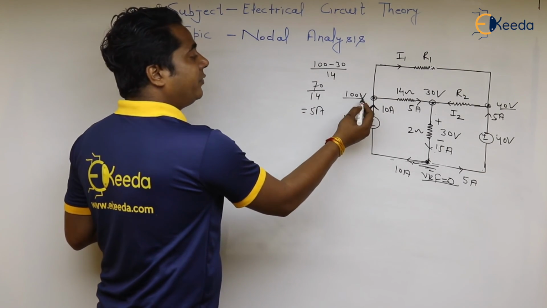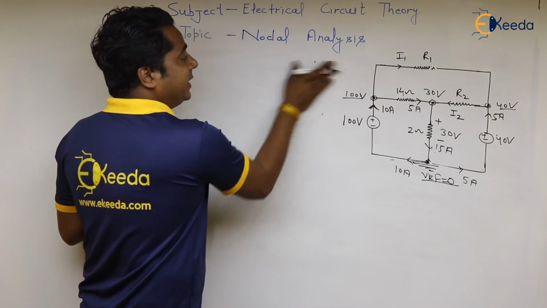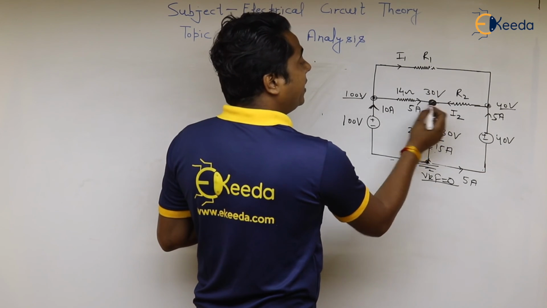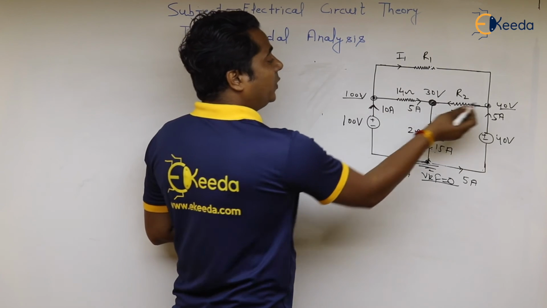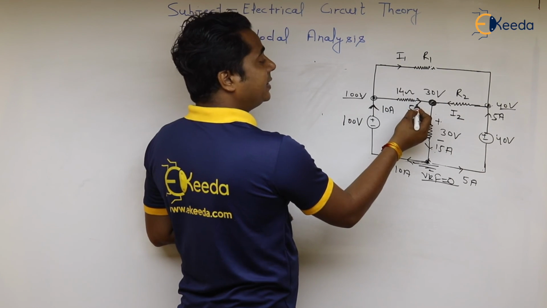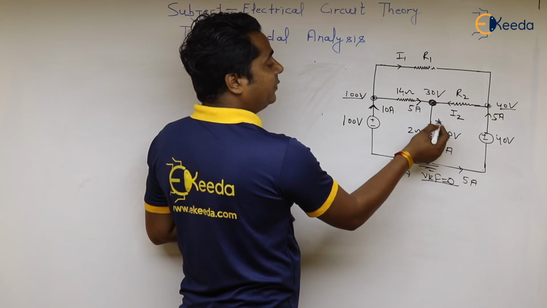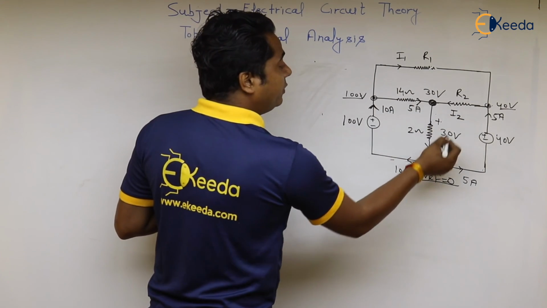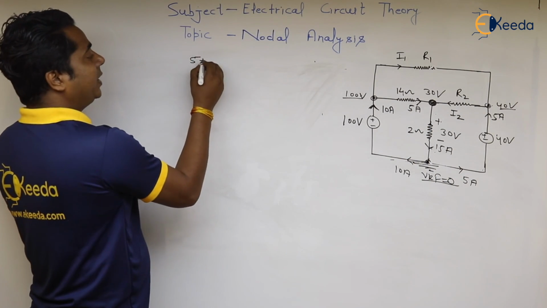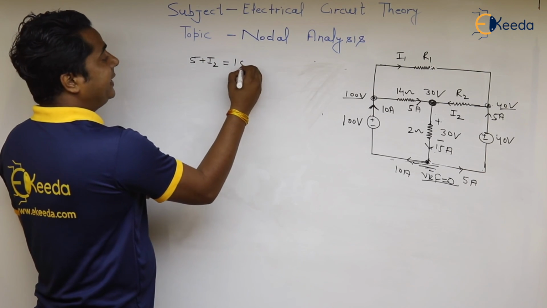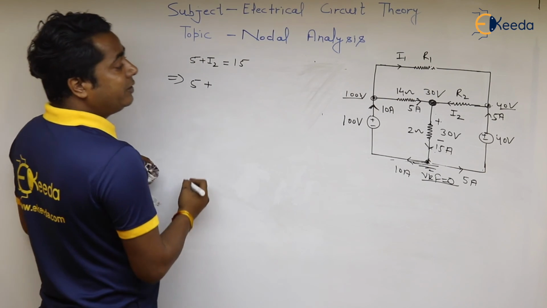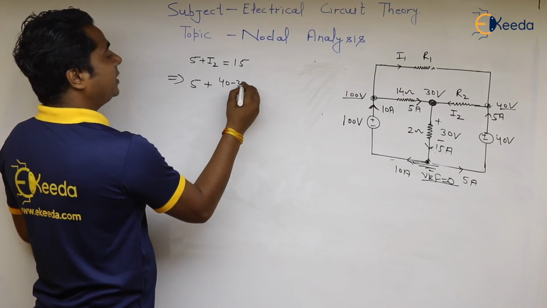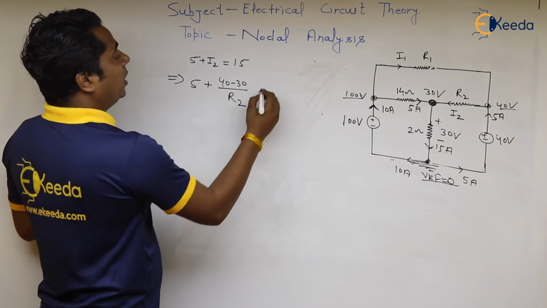At this node we know the voltage is 100 volt. At this node we know the voltage is 40 volt. We will apply the KCL here, and by the help of these voltages we found the value of current in this branch and in this branch, and the voltage drop of 30 volt across this. So applying the KCL, 5 ampere plus I2 is equal to 15 ampere. I2 will be 40 minus 30 upon R2.